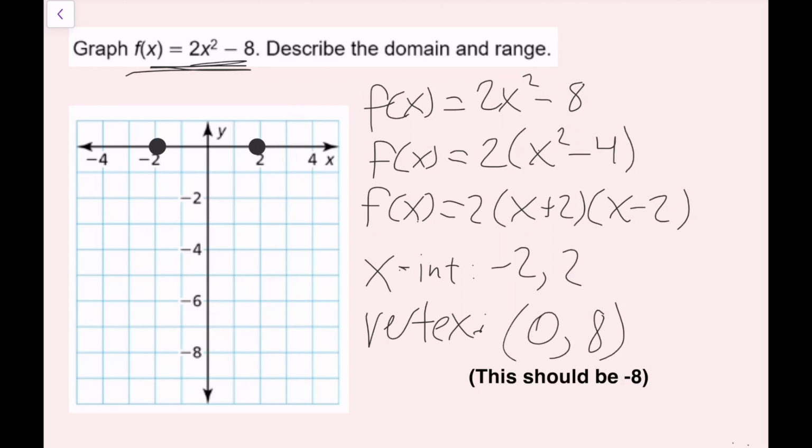We also could tell that our vertex was going to be 0 because this function is technically in standard form right now, and there's no b value. If there's no b value, then the x value of our vertex will be 0. Okay, so anyway, I'm going to plot that now. I'm going to plot that at the point 0, negative 8, which is right here.